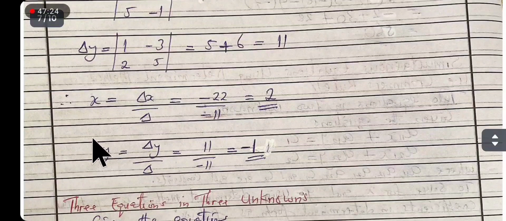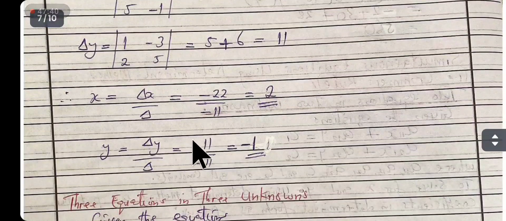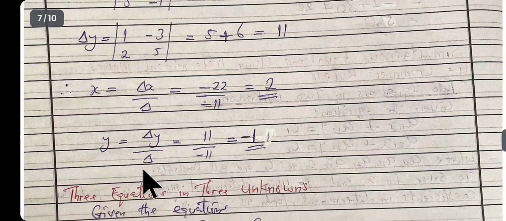Also, if you are finding y, it is equal to the determinant with respect to y all over the single determinant, which is going to be equal to, the determinant with respect to y is 11. The single determinant is minus 11, which we found here already. So therefore, 11 all over minus 11 is going to be minus 1. So therefore, this is what we have.